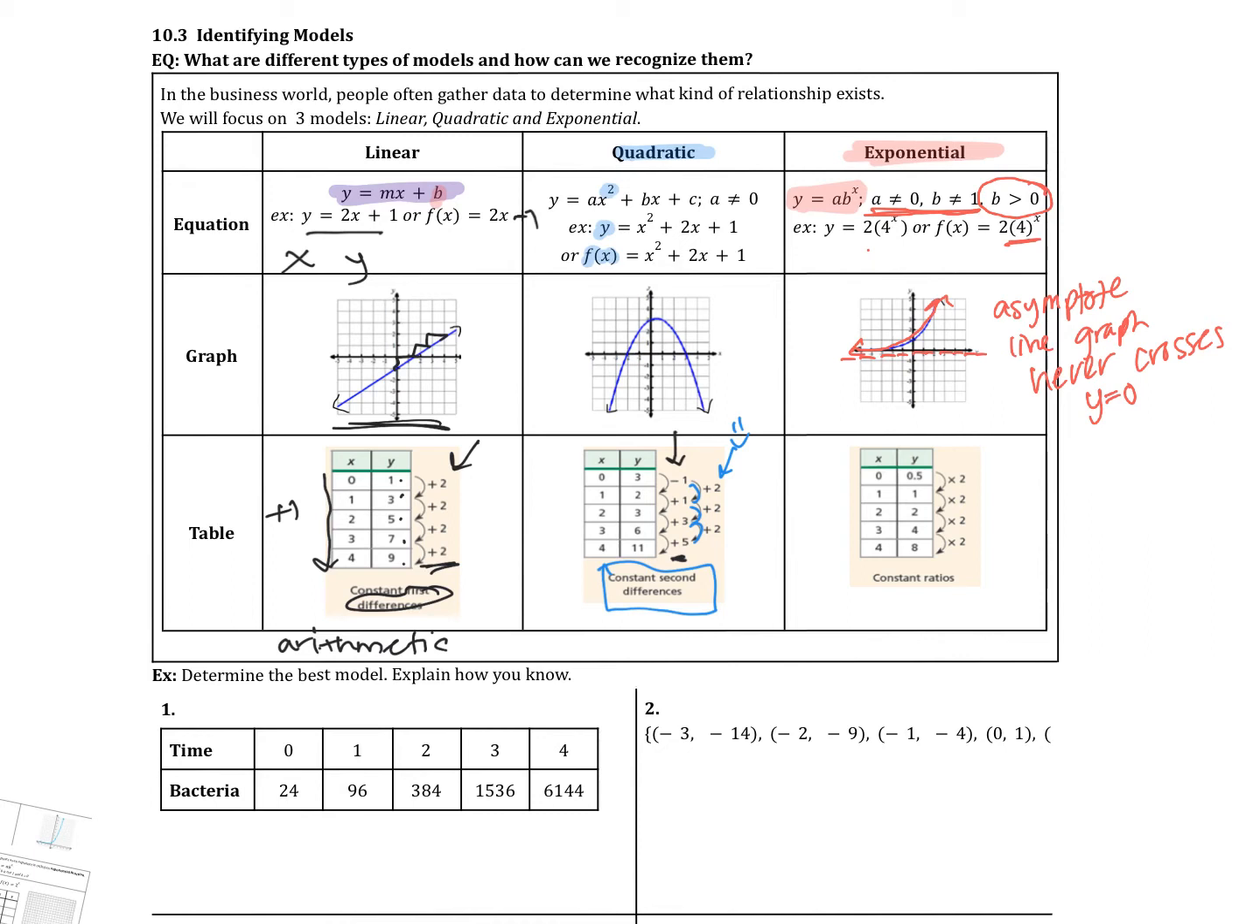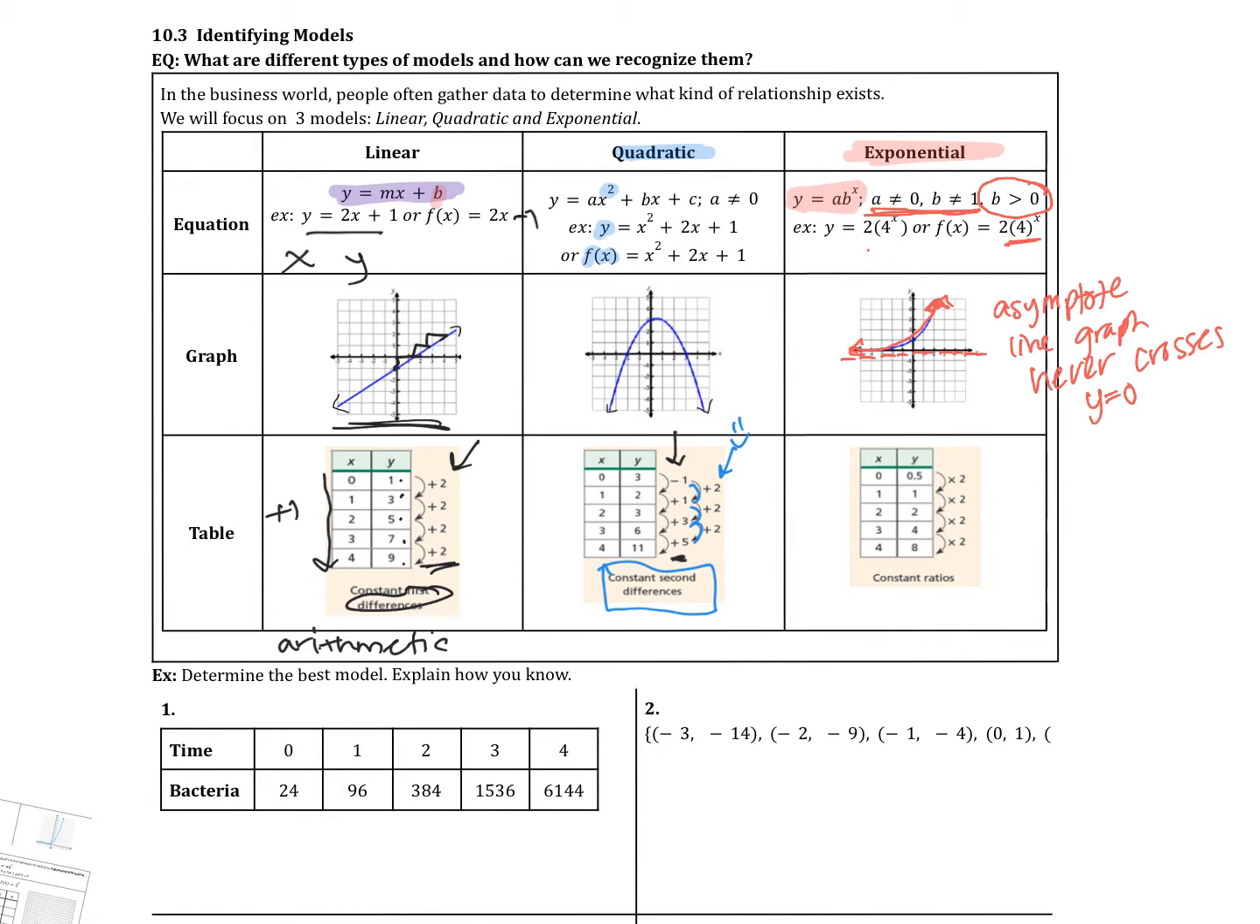And we'll talk about why when we get to 10.4. But they have this upward curving shape or downward curving shape that's very distinct. And at one end, they're going off to infinity, and at the other end, they're getting closer and closer and closer to the x-axis.